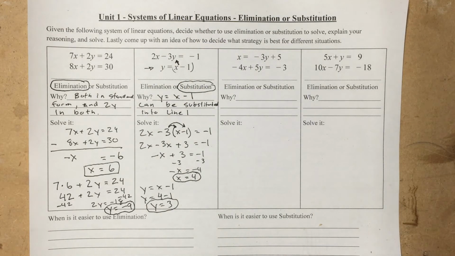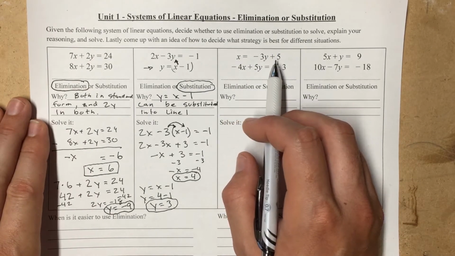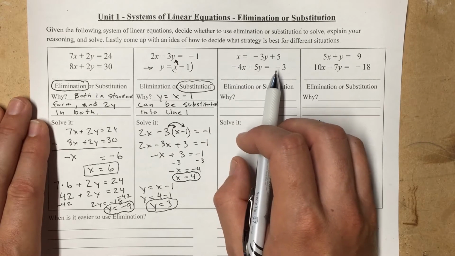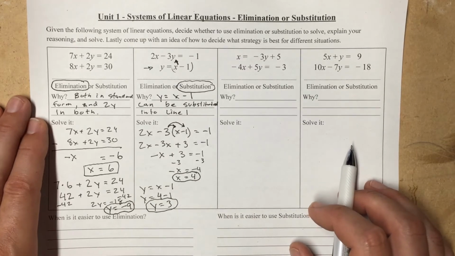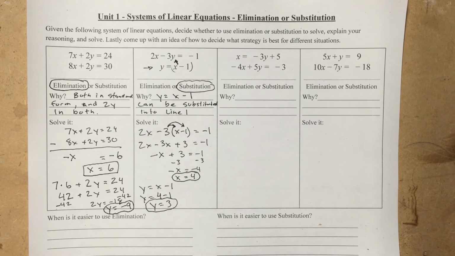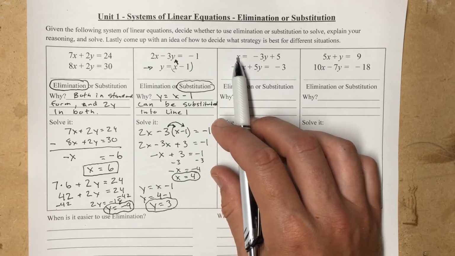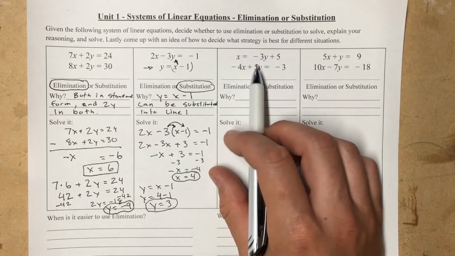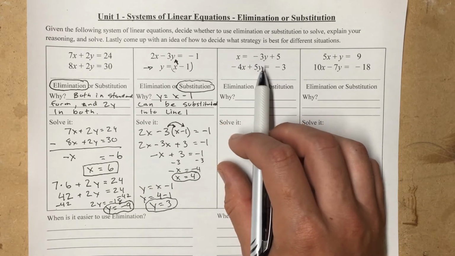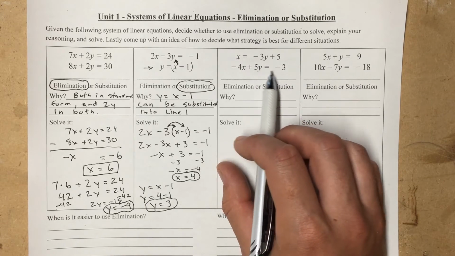Let's take a look at the third one. We have x is equal to negative 3y plus 5 and negative 4x plus 5y equals negative 3. So let's take a look. Is this elimination or substitution? When I see this, I see the variables, even though they line up, the x's kind of line up, the y's kind of line up, and the number out here lines up, but the equal sign is not really lined up, right?